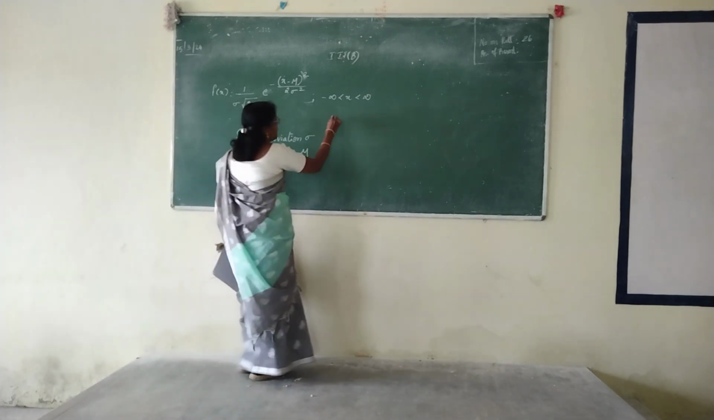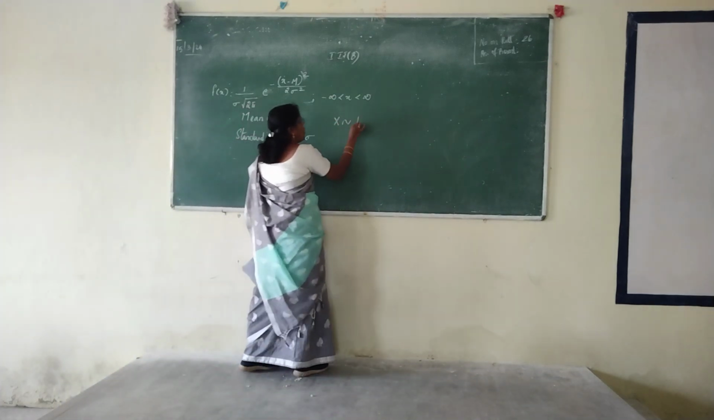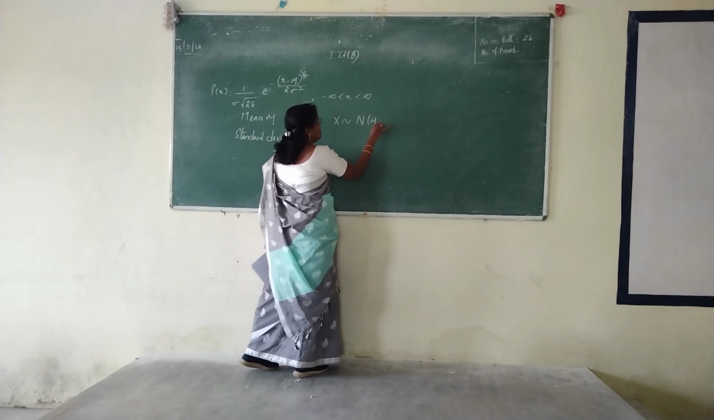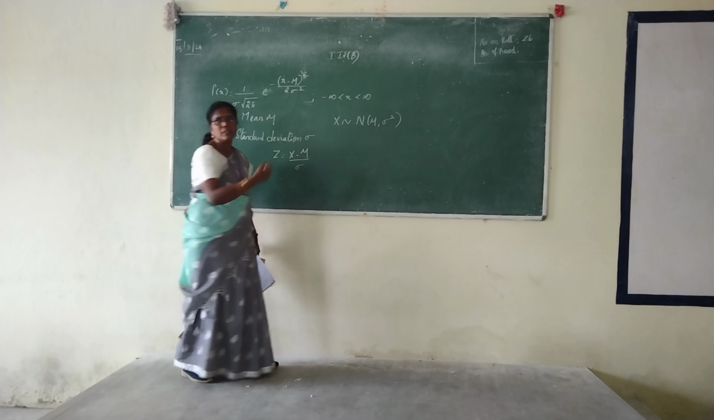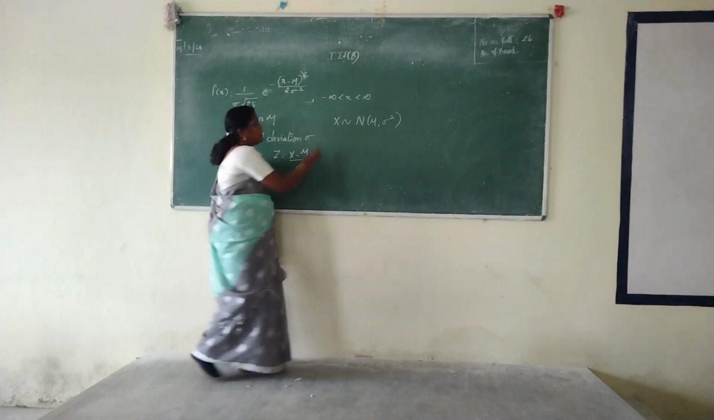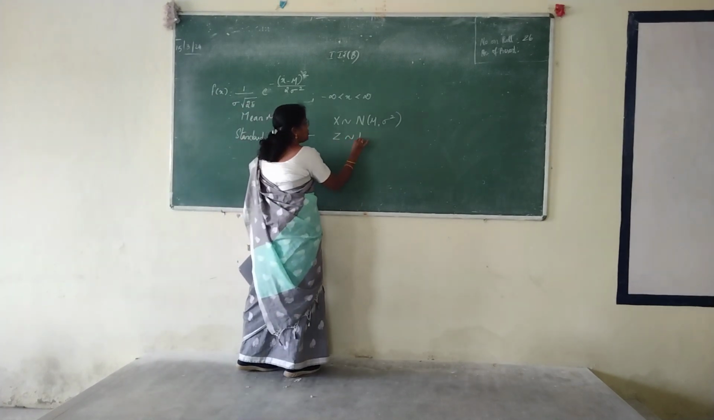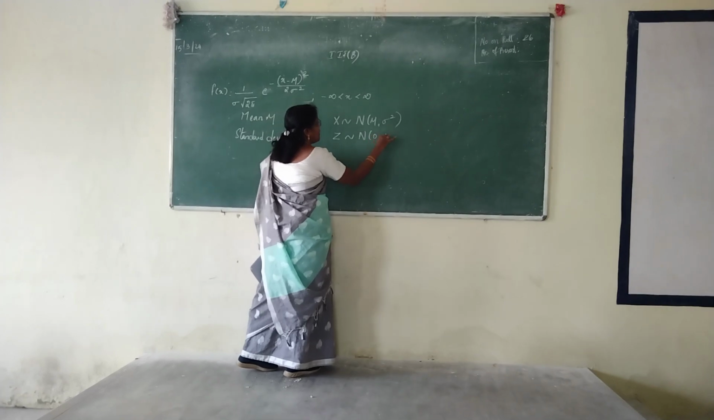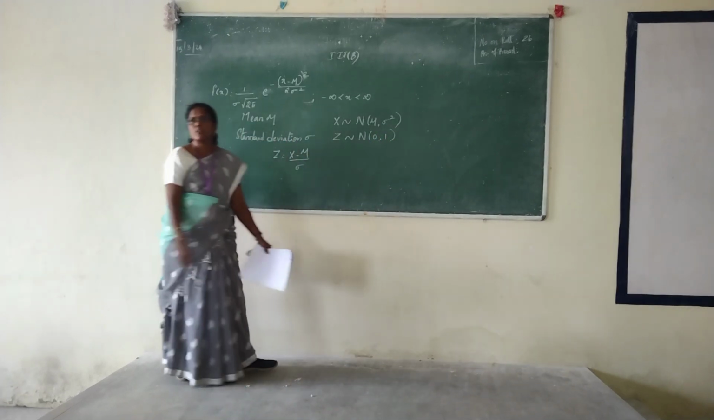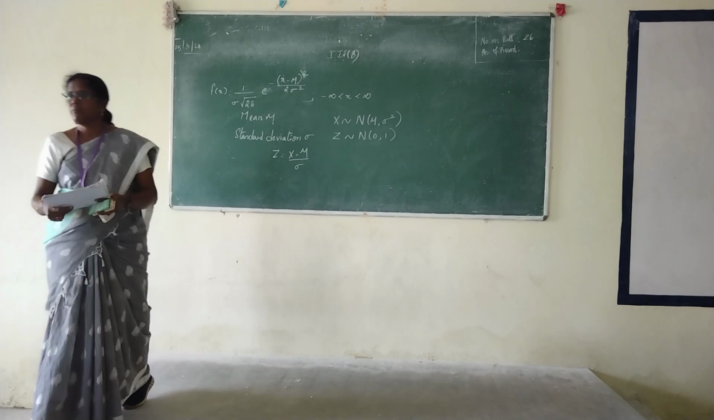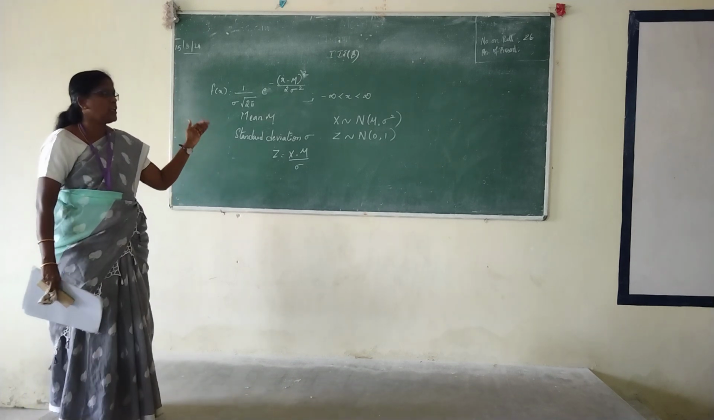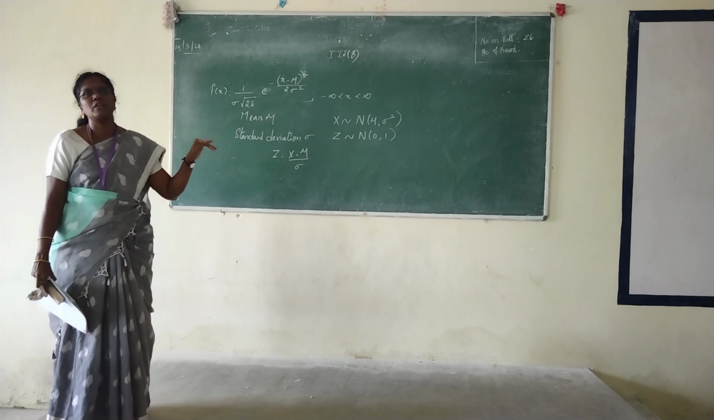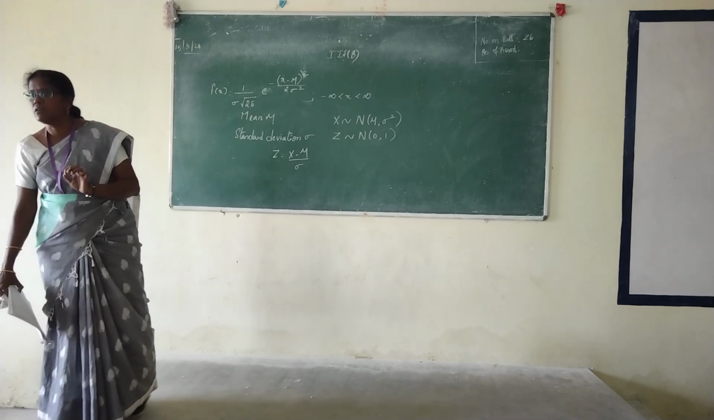What happens generally is that x will be following a normal distribution with mean mu and variance sigma square. Once you convert this to the standard normal variate, Z will be following a normal distribution with mean 0 and variance 1. We are going to convert it to the corresponding Z variable, based on our standard normal curve.